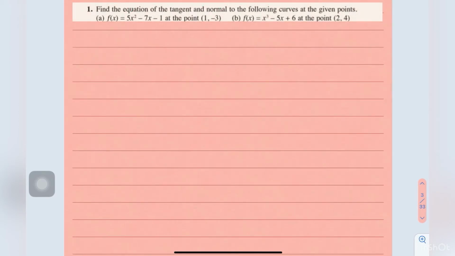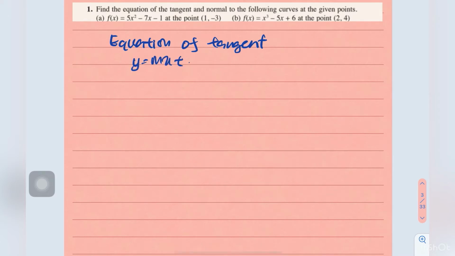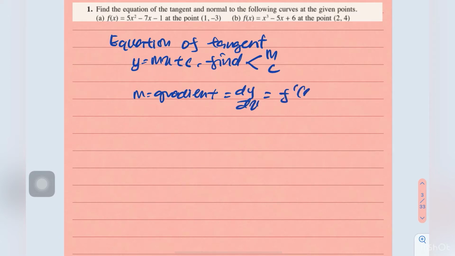Next, question 1b. You have to find the equation of tangent and normal as well. First, the equation of tangent. Tangent is a straight line, so y equals mx plus c. Find m and c. M is the gradient, dy/dx or f prime x, so we find f prime x first.